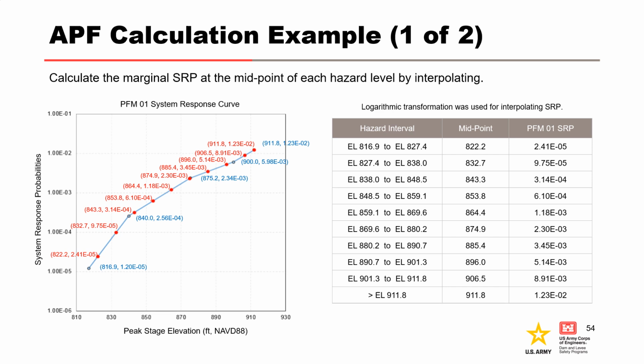Here, a logarithmic transformation was used when interpolating to get the system response probabilities. Z-variate would have been marginally better at linearization, but not enough to make a meaningful difference. So let's use logarithmic interpolation because it's much easier to plot in Microsoft Excel. Just to reiterate, we take the midpoint stage of each hazard interval and interpolate to find the system response probability for that midpoint stage.